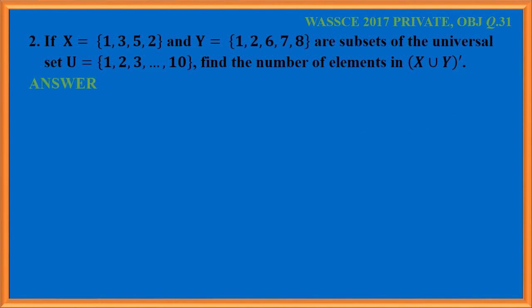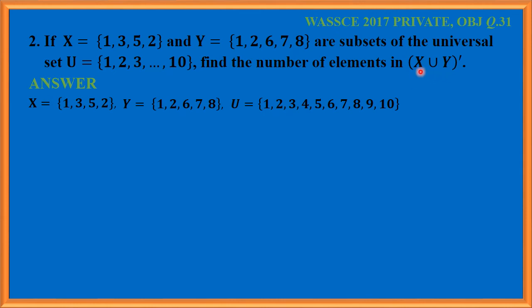Let's see how we solve this. We have set X, Y, then we have set U, the universal. And the universal, we have 1, 2, 3, and it continues up to 10. When you look at this one, the difference between this and that is 1. This and that, 1. So we keep on adding 1 till we get to 10 to complete the universal set. So from 3, we add 1 to get 4. We add 1 to get 5, 6, 7, 8, 9, 10.